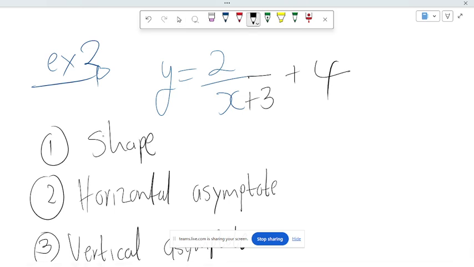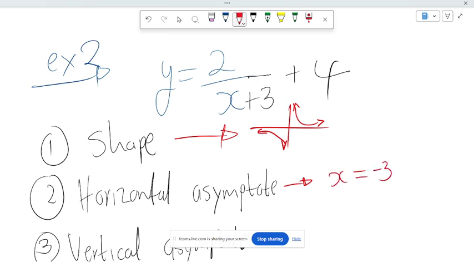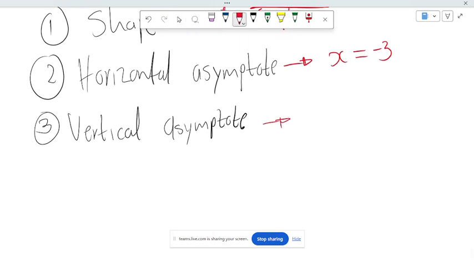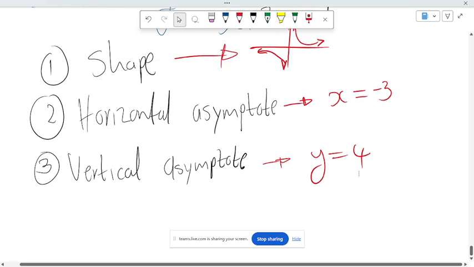The shape will be on the first and third quadrant. So something like this, isn't it? And then the horizontal asymptote is -3. So its x is equal to -3, right? Then the vertical asymptote will be 4, y equal to 4, like this, right? And then they say draw it.